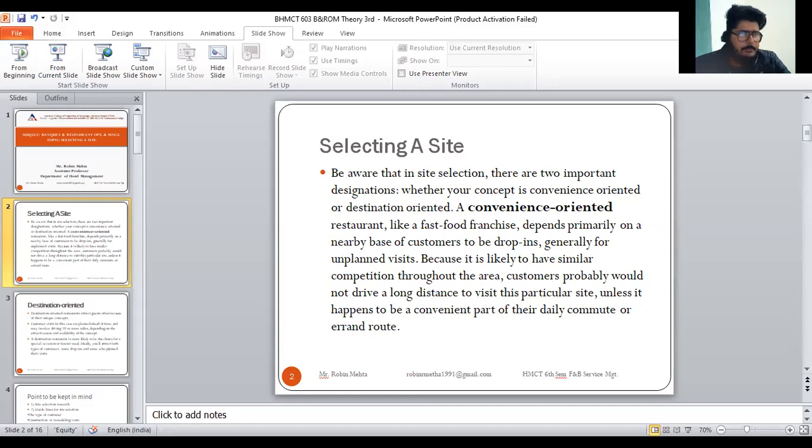Like if you have some different concept over there, people who are going from one state to another, or one city to another, may stop over there and consume a meal. Maybe light snacks or light beverages, but you have something different which they are not already getting near their home. Then they will stop at your place.